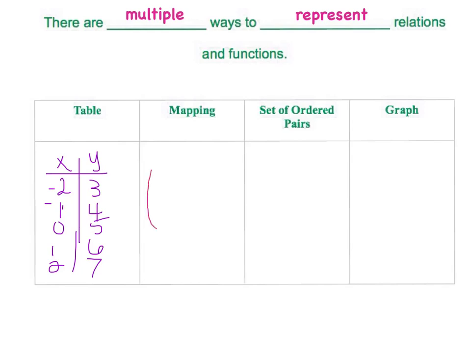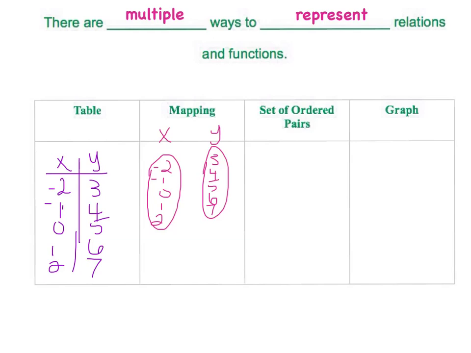Now let's look at mapping. With mapping, it looks like this. It's two ovals, and in the left oval are your x values, and in the right oval are your y values. I can use the exact same ones for this example: -2, -1, 0, 1, 2. And over here would be my y values of 3, 4, 5, 6, and 7. Now again, these would be matching ordered pairs. And so that's how you would tell if it's a relation or a function, because this x and this y represent an ordered pair.